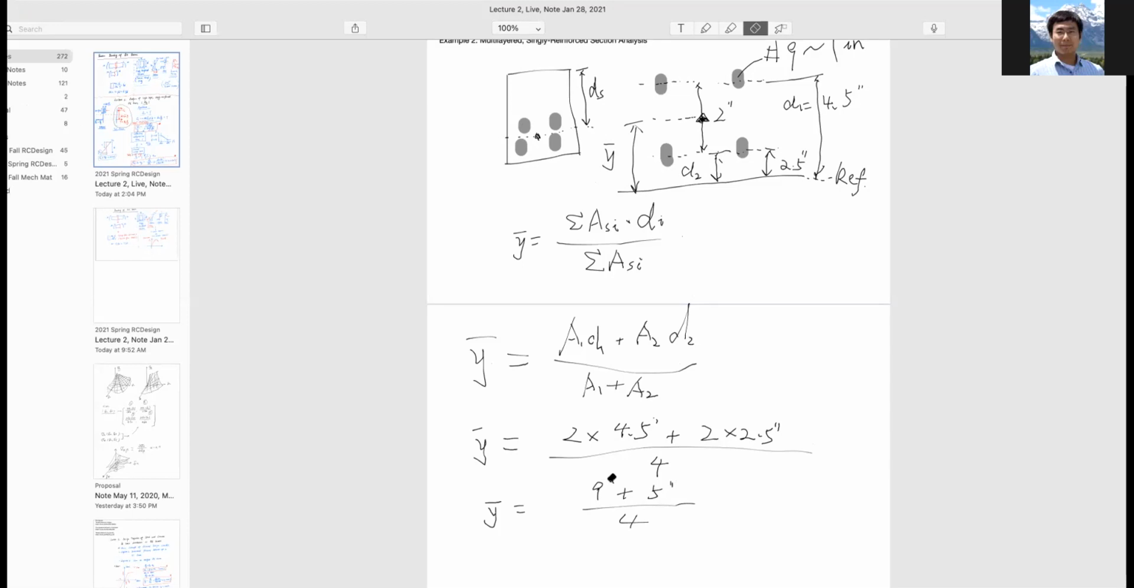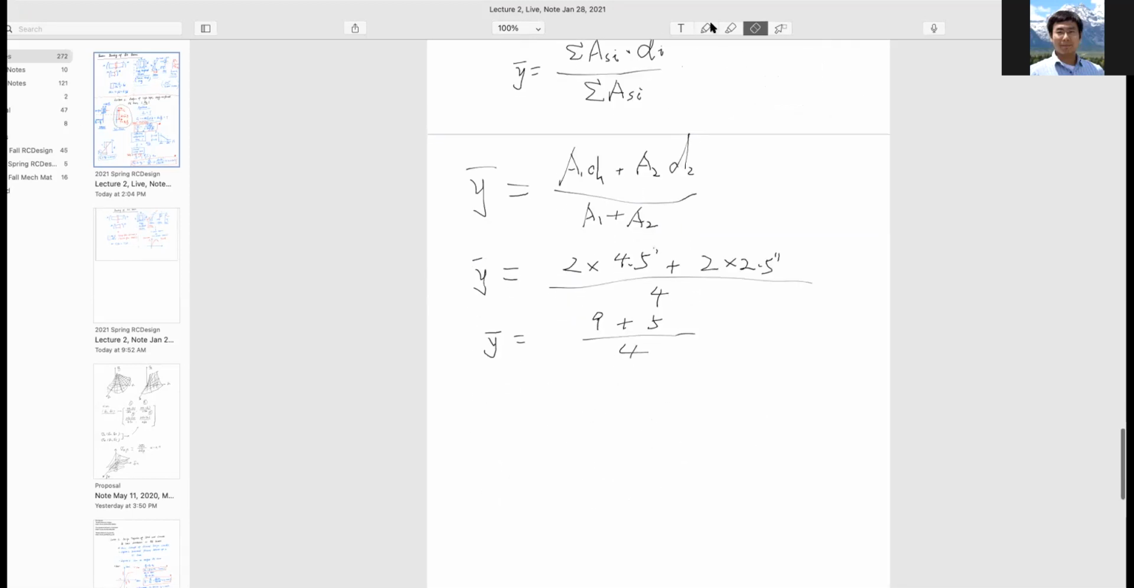Okay, so let me take out this inch. This is the wrong unit, okay? Just use the numerical number. Bear with me, we're almost done with this one, with my ugly writing as well. And 9 plus 5, that is 14, and divided by 4, so that is 7/2.